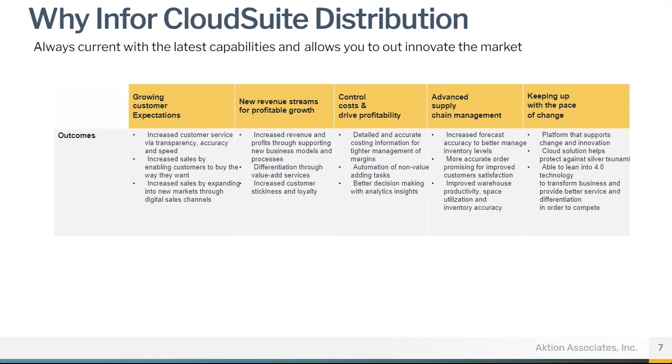Increase sales by enabling customers to buy the way they want to buy. Increase sales by expanding into new markets through digital sales channels. New revenue streams for profitable growth. Increase revenue and profits through supporting new business models and processes. Differentiation through value-added services. Many distributors we're finding are adding service or even sometimes rental to their processing as being a distributor to, again, separate themselves from the big box retailers or online retailers.